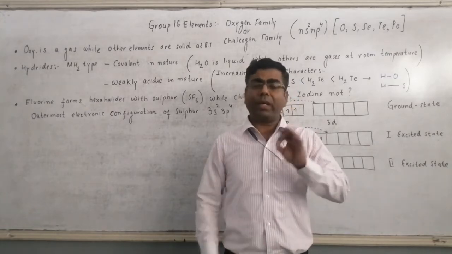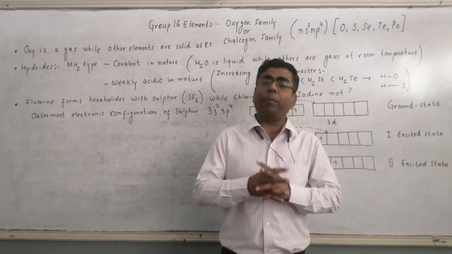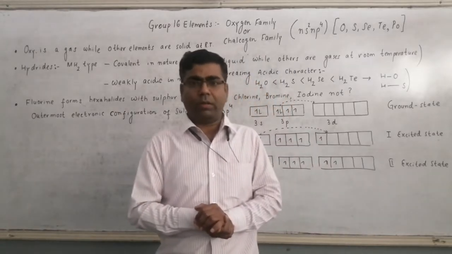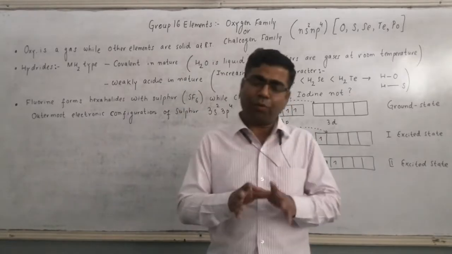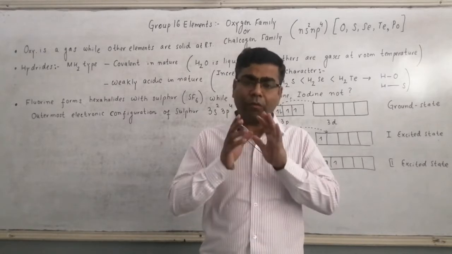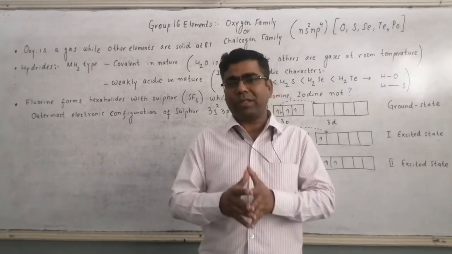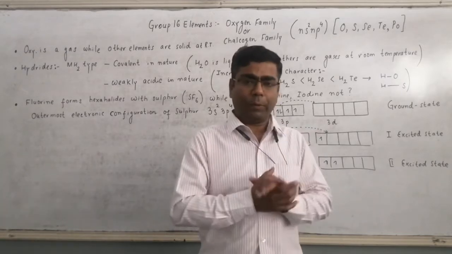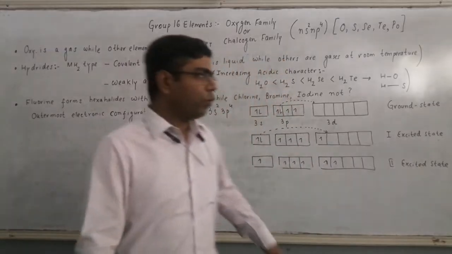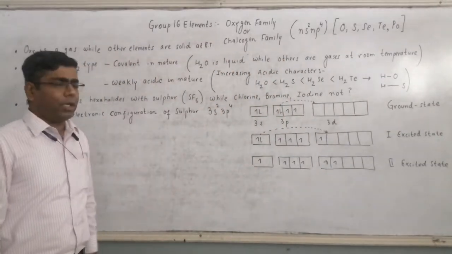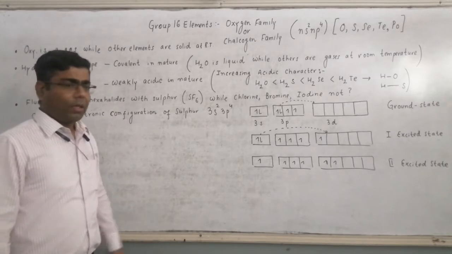So due to presence of vacant d orbital, phosphorus can form pentahalide like PCl5, but it is not possible for nitrogen. Nitrogen can form NCl3 only. NCl5 is not possible for nitrogen, but phosphorus can form PCl3 as well as PCl5. Now let us move to group number 16, which is called oxygen family or chalcogen family.